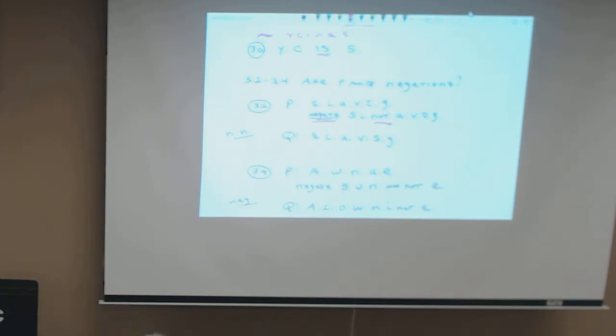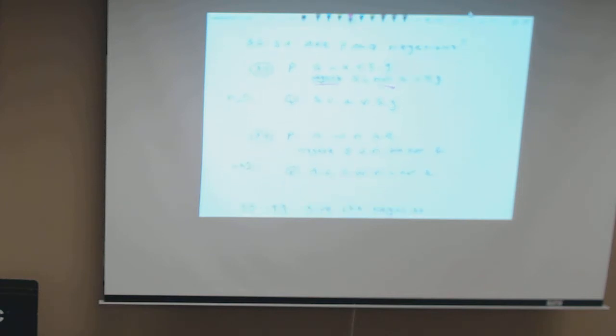If you want to negate Q, Sally is a very short girl, how would you negate that? Sally is not a very short girl. You follow that? I mean, are there only two classes of people, tall and short? No, there's a whole range of them in between.